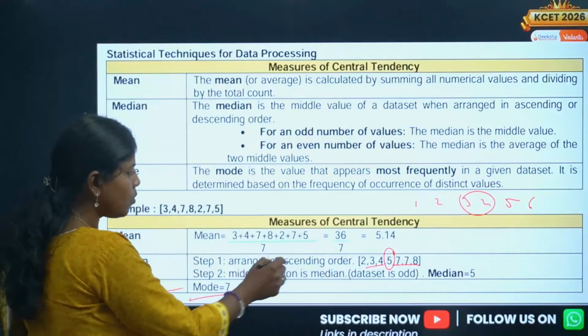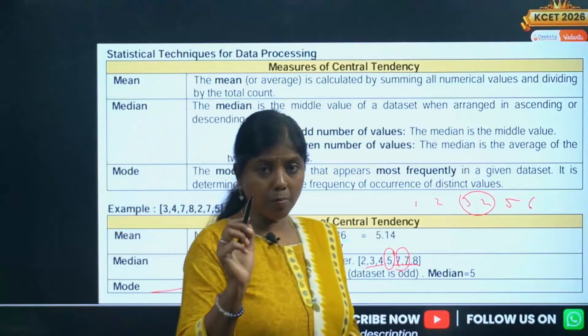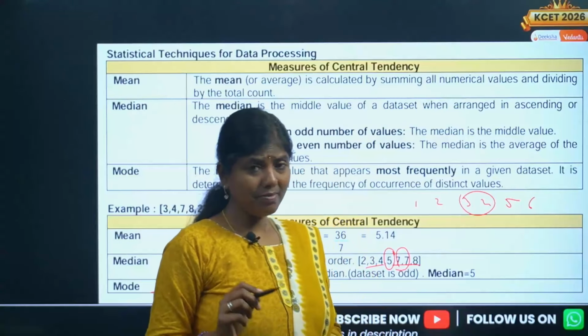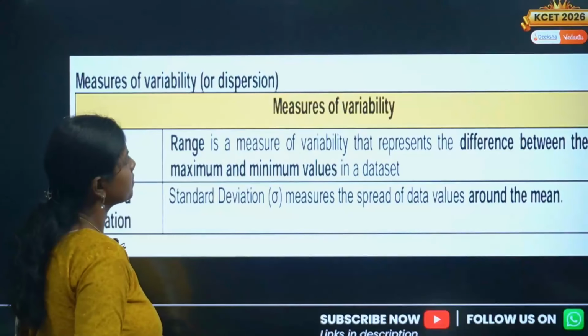And the mode in this case, what is repeated? You can just see 7 is repeated. Nothing else is repeated. So 7 is the mode in this case. Clear? Understood? So we'll just go for the next one.